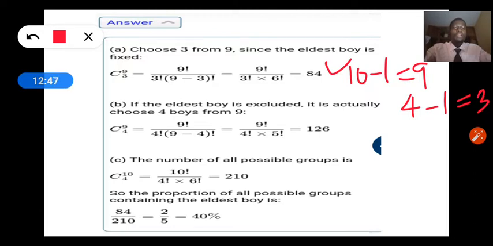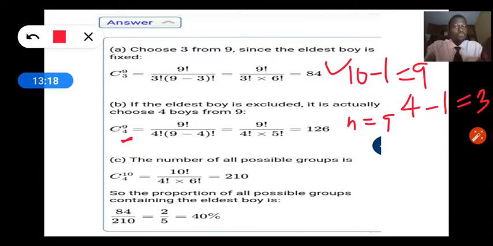If the eldest boy is excluded now, that means you still want to choose 4, but the eldest boy will not be there. So the number of n is reduced to 9, because the eldest boy will not be here. So I have n combination 4. We are still selecting 4 since the eldest boy is not part of the selection. So we want to select 4 out of 9 now.